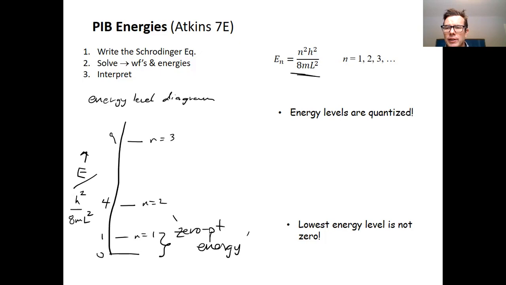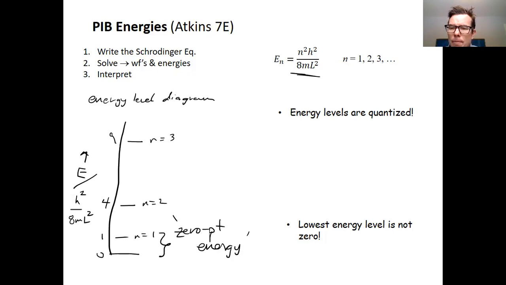Right? So even if I freeze this thing out, it's still wiggling at some level. And again, that's because of the wave nature of the particles and the uncertainty principle. Right? It's someplace in this box. There's an uncertainty in its position. Therefore, there's a finite uncertainty in its momentum, and it wiggles back and forth.